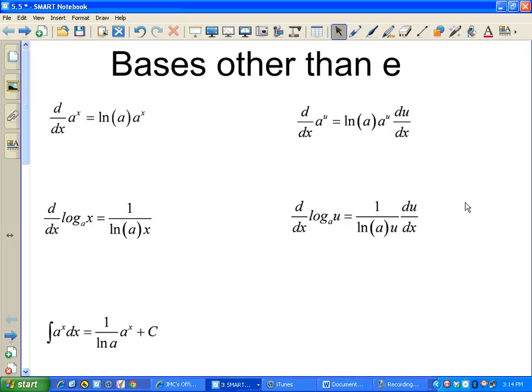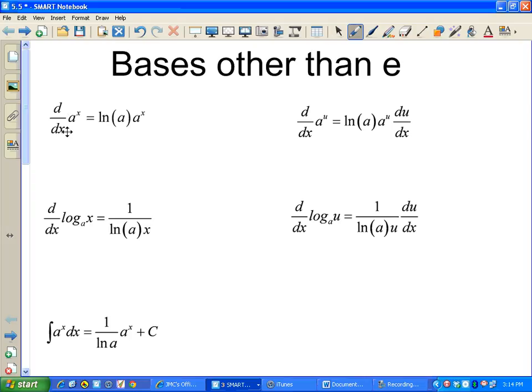So we've looked at when we have a base of e for either our exponential function or our logarithmic function. These are actually the easier ones. The ones that we've done before with bases of e are easier than if you have a base other than e. So we're going to look at the formulas for taking derivatives of exponential functions that have a base of something besides e. So it could be 2 to the x, 5 to the x, 7 to the x, anything besides e.